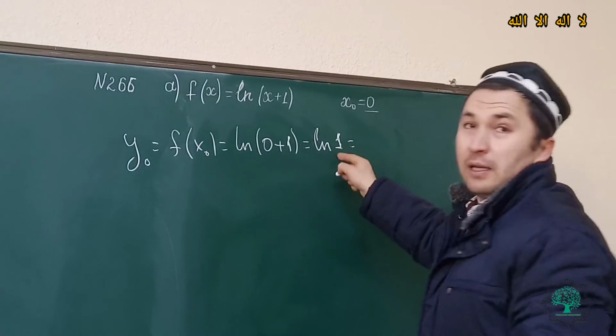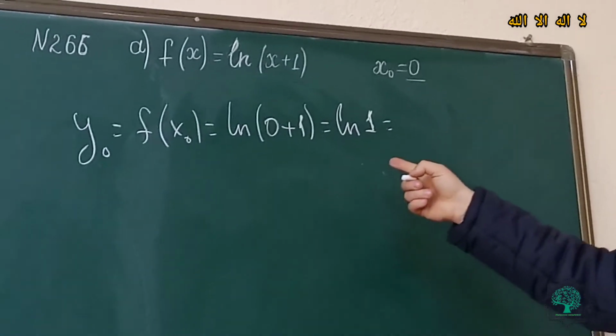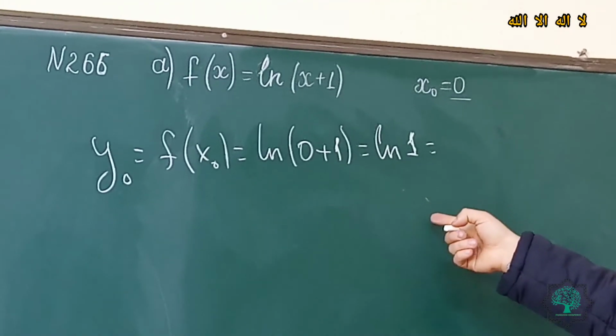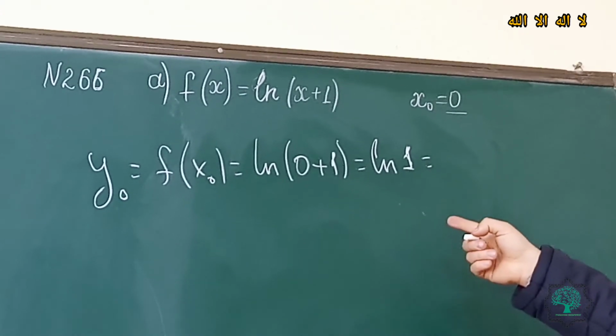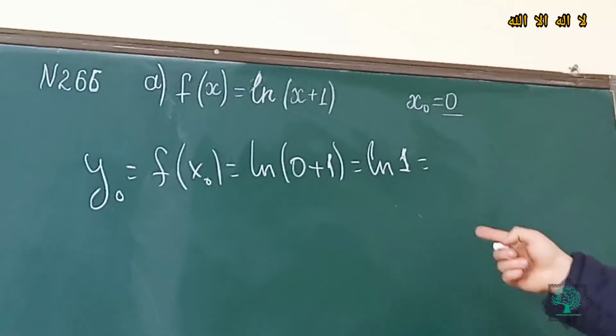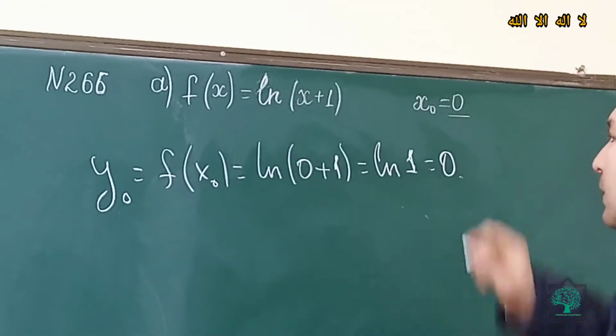What is ln 1? Who will say? The natural logarithm of 1 equals 0. Okay, 0.